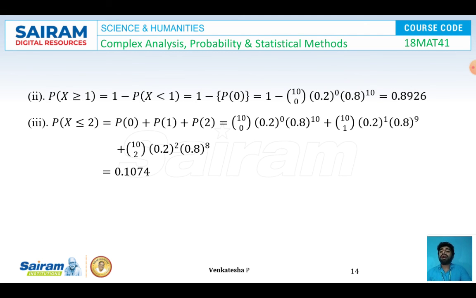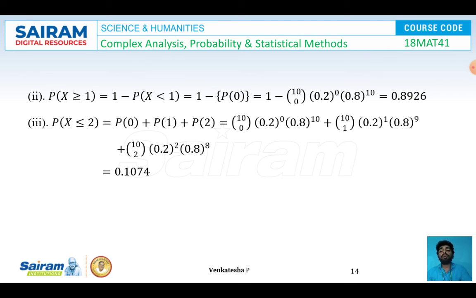Next one, at least one line is busy. At least in the sense we have to use the symbol greater than or equal to, that is P(X ≥ 1). It will be equal to 1 minus P(X < 1). So this is nothing but 1 minus P(0). So I got 1 minus 10C0 (0.2)^0 (0.8)^10. After simplifying I got the value 0.8926.